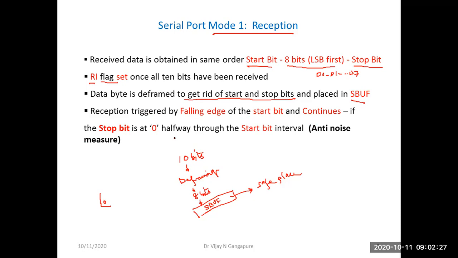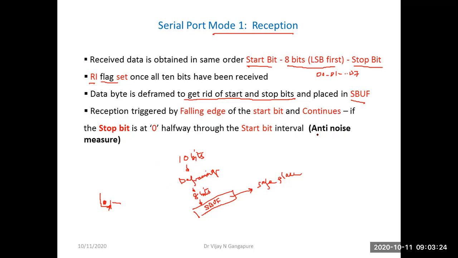If the bit remains 0 halfway through the start bit, then again we can assume that there is continued reception, meaning the next byte is being received. We just have to wait for halfway of the stop bit. If it still remains 0, then we can assume that the next byte is being received, and we have to continue receiving the next 10 bits.